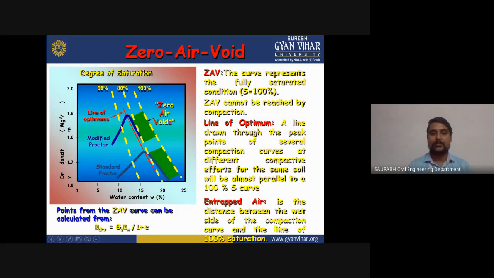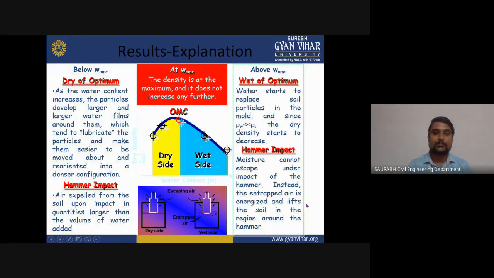Line of optimum, as you can see here, there is one line of optimum, a line drawn through the peak points of several compaction curves at different compactive efforts for the same soil, and it will be almost parallel to the 100% S curve. And there is also entrapped air, as you can see here in the graph. It is the distance between the wet side of the compaction curve and the line of 100% saturation. Now we will see the results.